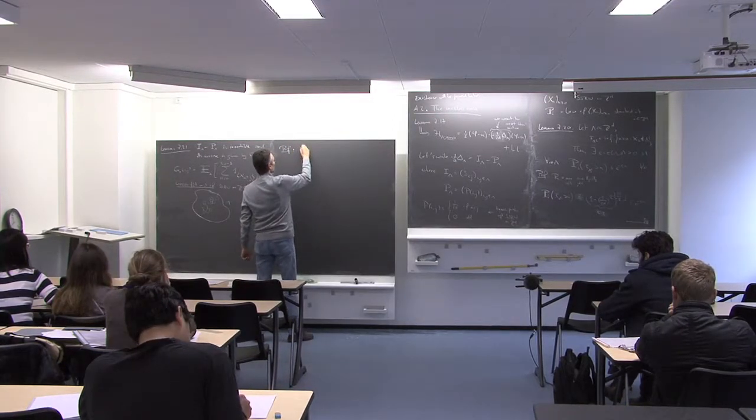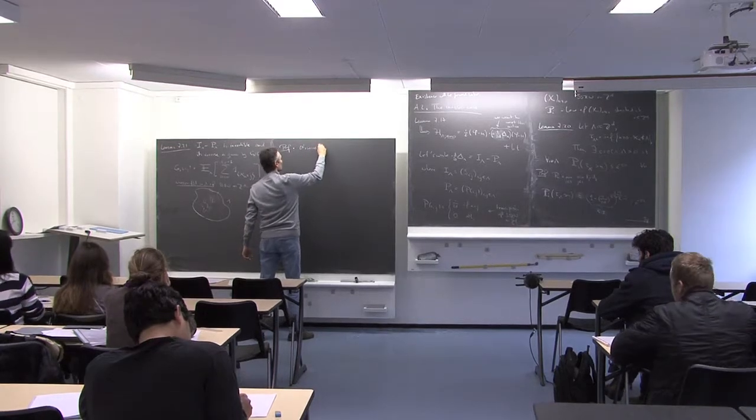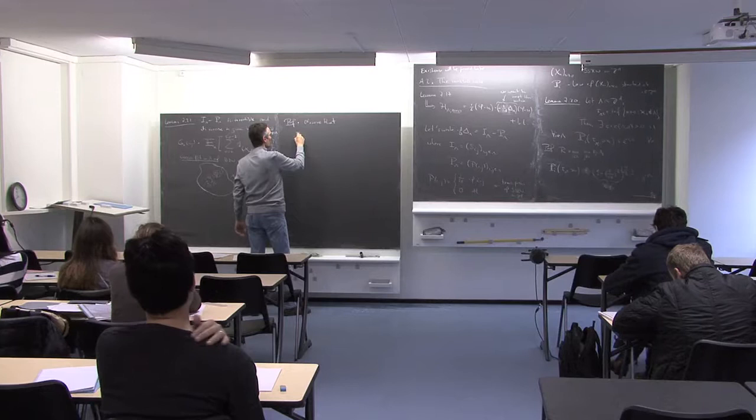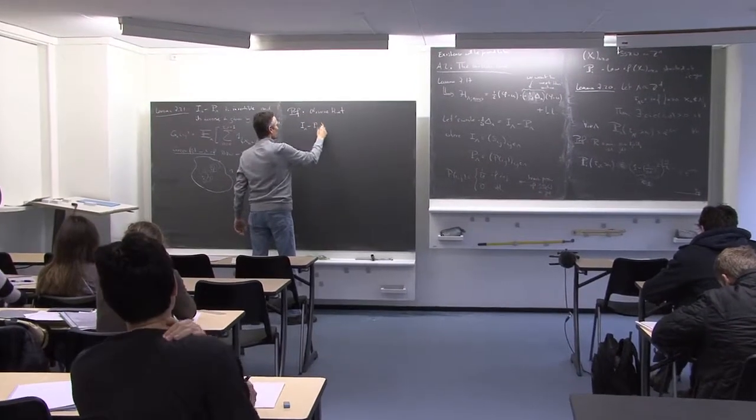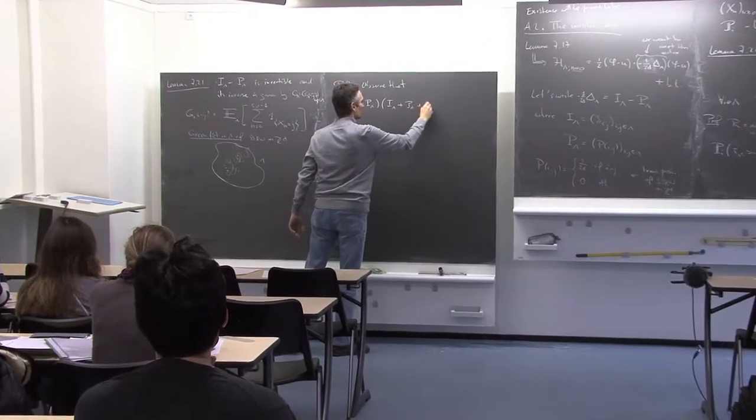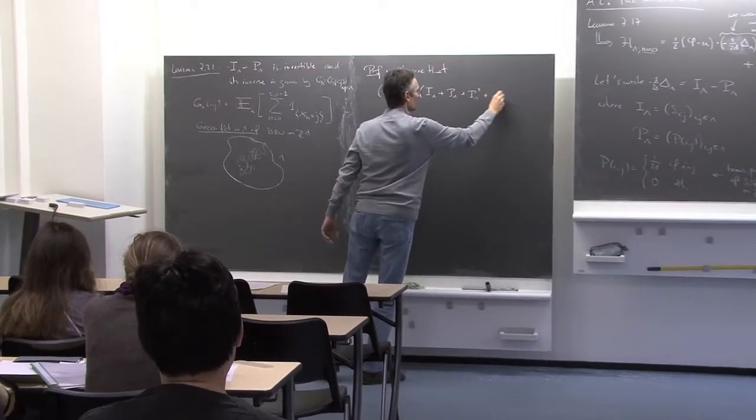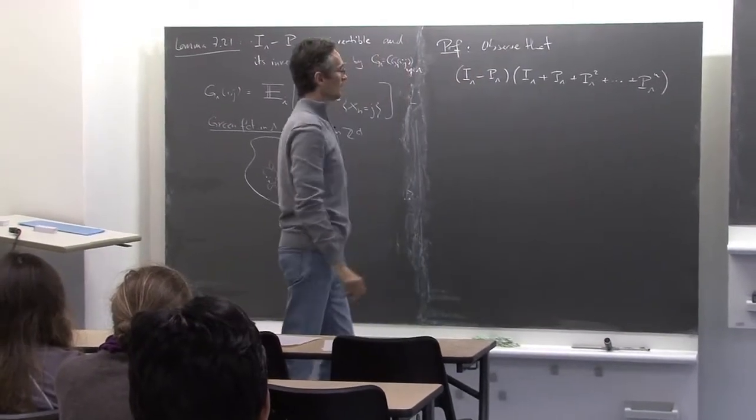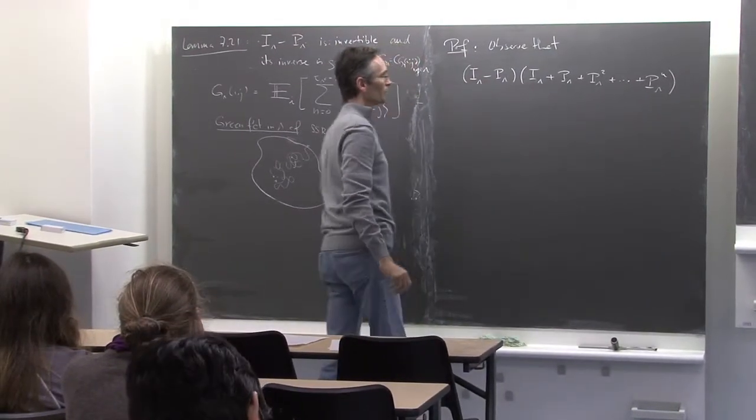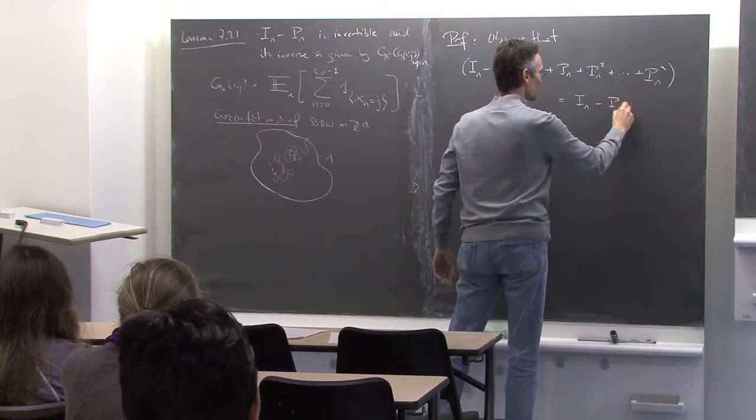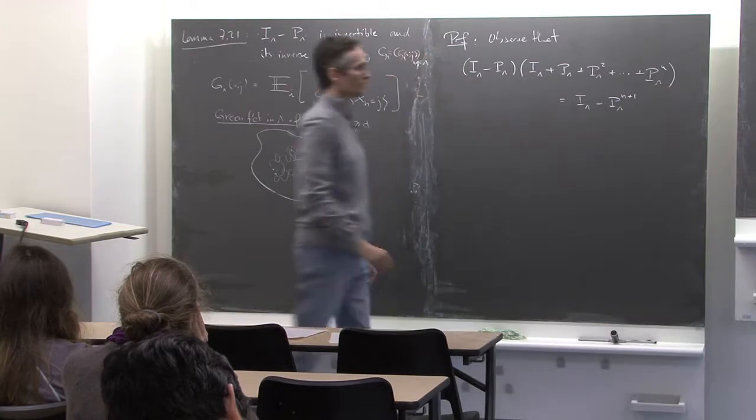Well, first observe that we have the following trivial identity: I_Λ minus P_Λ multiplied by I_Λ plus P_Λ plus P_Λ squared plus up to P_Λ to the power n. If you expand the product and compute, everything cancels out except for I_Λ minus P_Λ to the power n plus 1. That's just completely trivial.